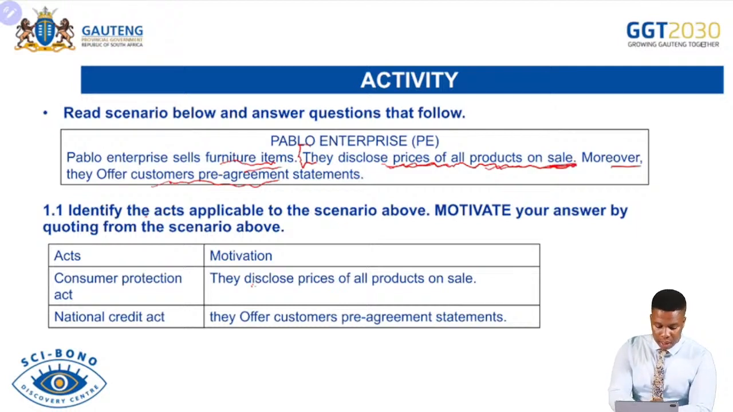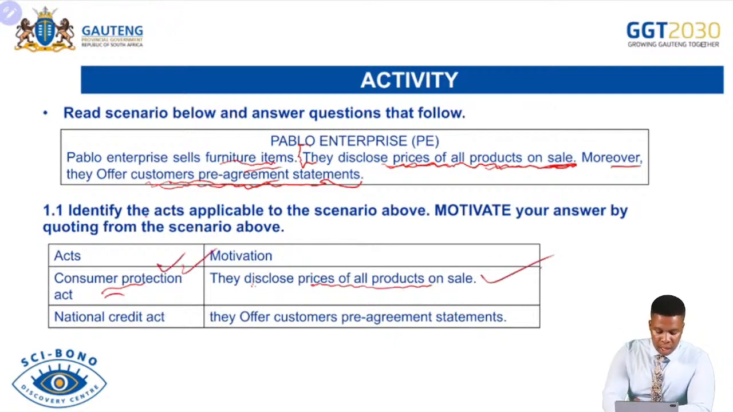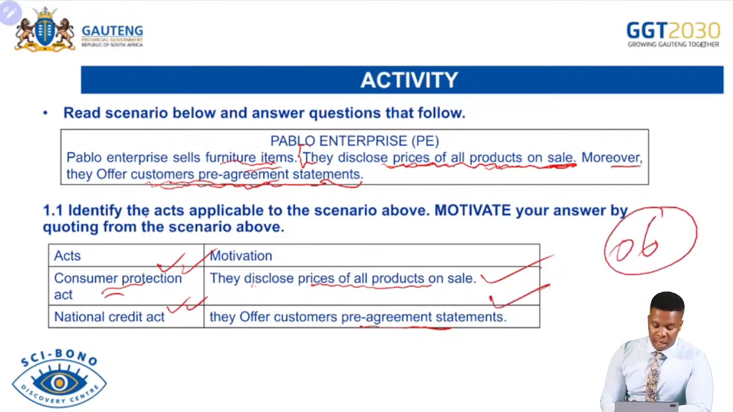But the second part now says they offer consumers a pre-agreement statement, which will only be applicable when goods are bought on credit. So as you look into the answers, consumer protection, because they disclose prices of all products on sale. This is how to comply with the Consumer Protection Act. That's 2 marks. And then when you look into the National Credit Act, 2 marks, because they offer customers pre-agreement contracts before they can get credit. That's 1 as well. And then you get your 6 marks just like that.